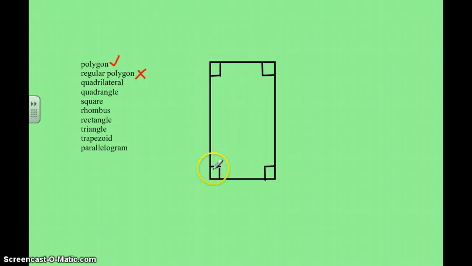Is it a quadrilateral? Well, does it have 4 sides? Of course. So we can check that off. Is it a quadrangle? Yes, it has 4 right angles. Is it a square? Well, remember, a square has to have 4 sides of equal length, and this does not, so it can't be a square. Is it a rhombus? Again, it needs 4 sides of equal length, and this does not. Is it a rectangle? Well, does it have 4 sides? Yes. Does it have 4 right angles? Yes, so it is a rectangle.